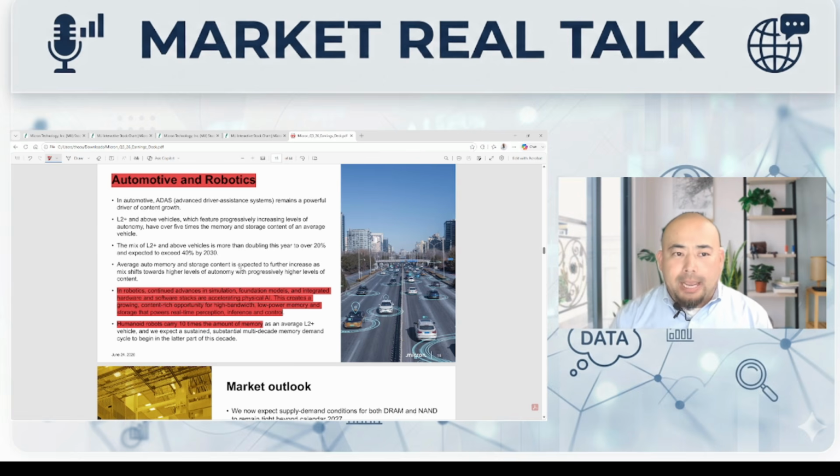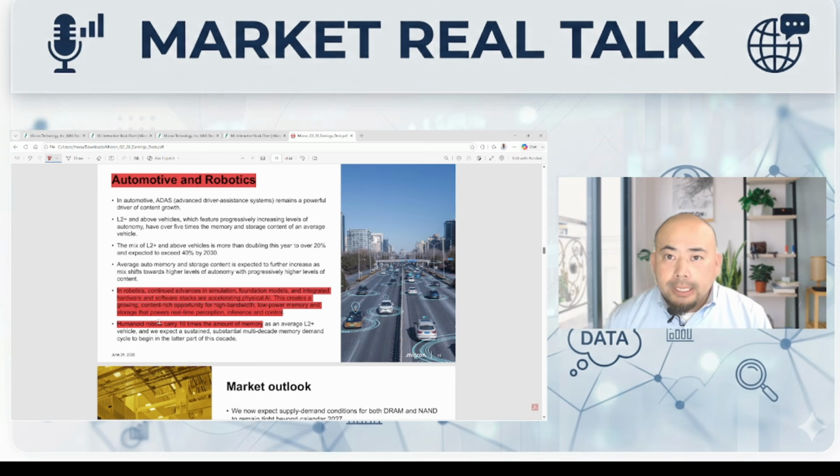Everything's baked in right now, but especially the fear. The fear's baked in right now, but you know what? All the optimism, like the automotive and the robotics, that hasn't even been touched yet. I feel that hasn't been considered as much, and I highlighted a couple real big points right here, okay? Robotics: continued advances in simulation, foundation models, integrated hardware and software stacks are accelerating physical AI. This creates a growing, content-rich opportunity for high bandwidth, low power memory and storage that powers real-time perception, inference, and control.